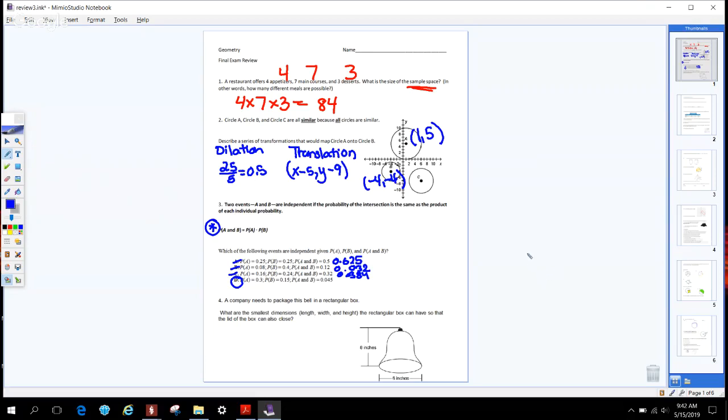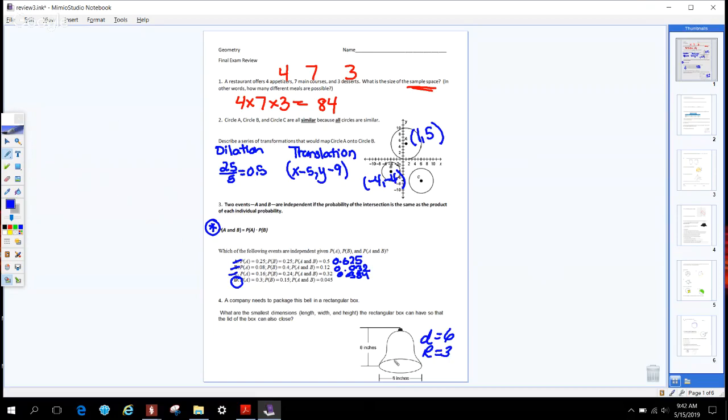A company needs to package the bell within a rectangular box. In the one we did before, I told you the base was 8 inches, but in this case we can see the number, it's 6 is the diameter. So if the diameter is 6, the radius is 3. But then it says, what are the smallest dimensions?